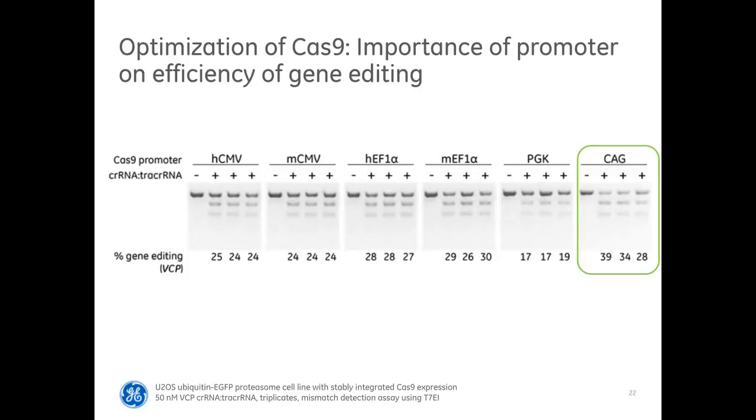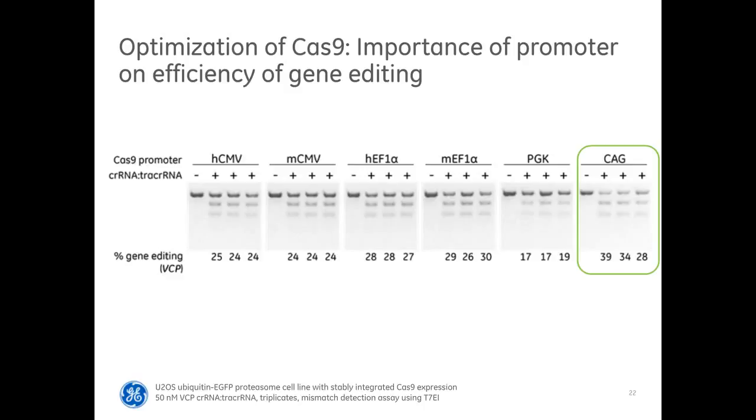So here we used one of our assay positive control genes, VCP, transfected the CRISPR tracer RNA in triplicate into the cells, and then after 72 hours used the T7E1 mismatch detection assay to quantify the actual gene editing or indel formation. Now as you can see in the calculated relative frequency of gene editing, we got optimal cutting when Cas9 was being driven by the CAG promoter. The efficiency there was much higher than with other promoters.